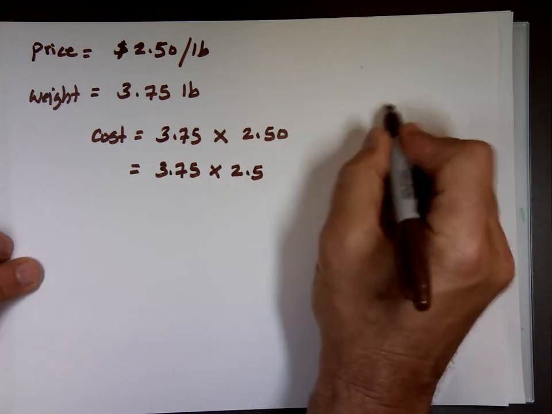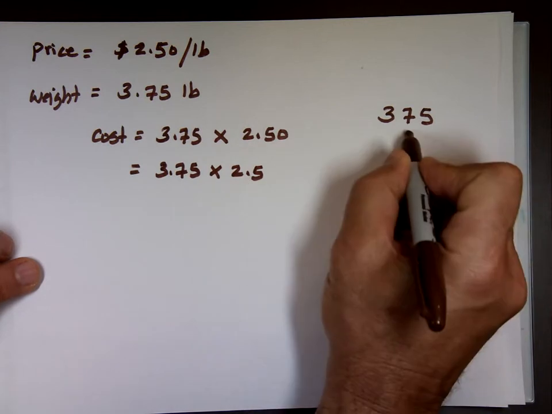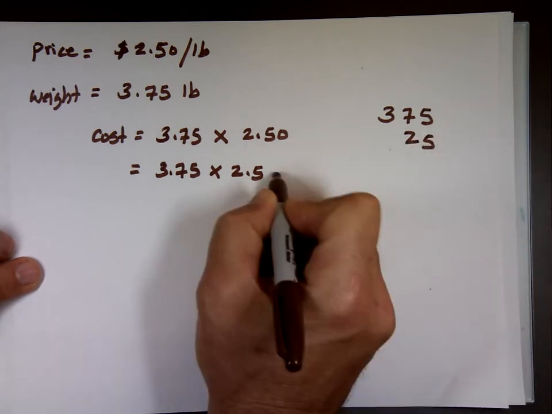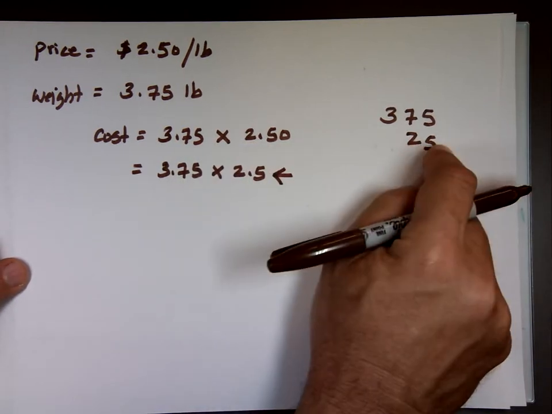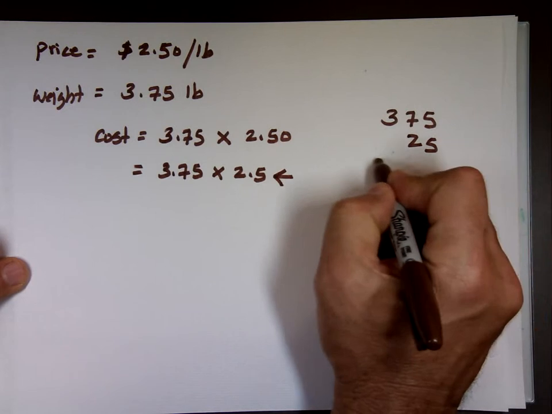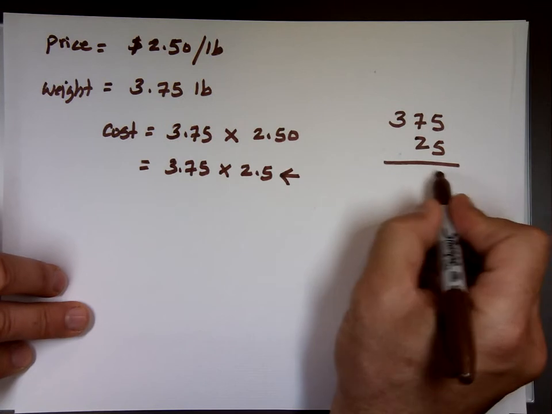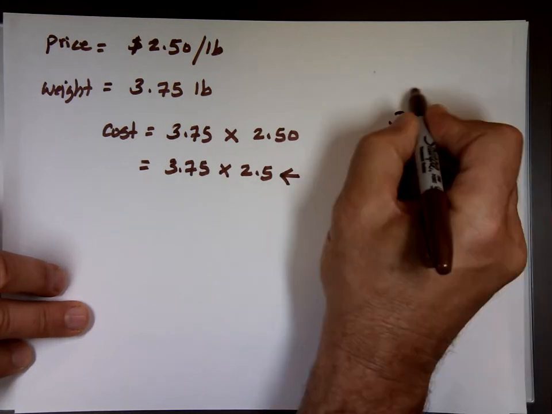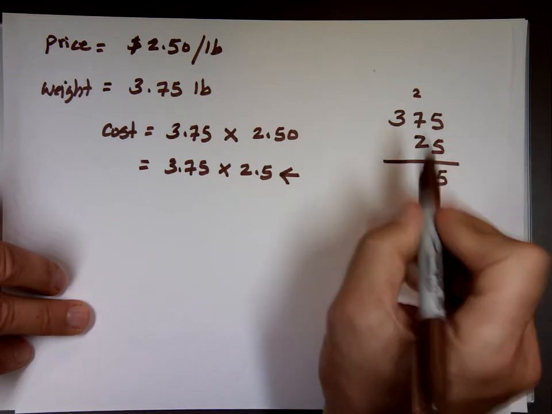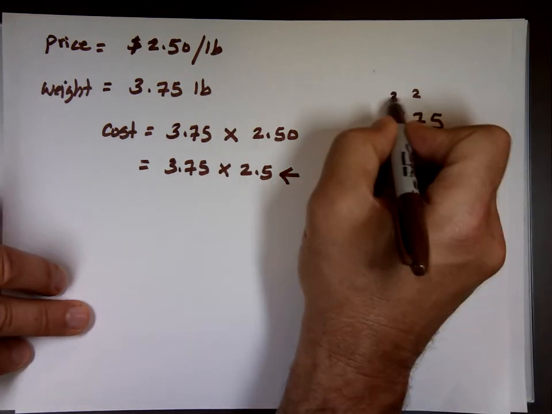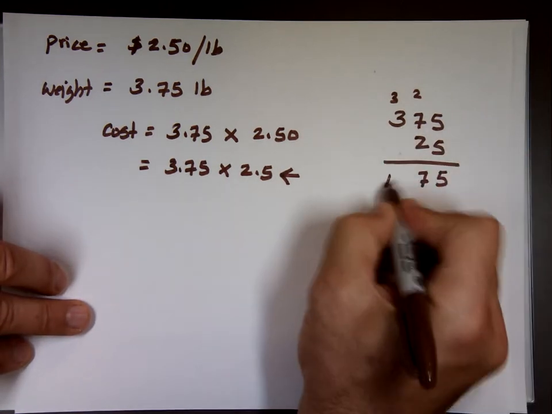So let's multiply them. 375. Notice I'm not looking at the decimal. I'm going to use this one, 2.5. So I'm trying to multiply this one, not the one above it. If I was multiplying the one above it, it would be what? 250. I'm using that one. 5 times 5, 25. 5 times 7, is that 35? 35 plus 2, 37. 5 times 3, 15 and 3 what? 18.